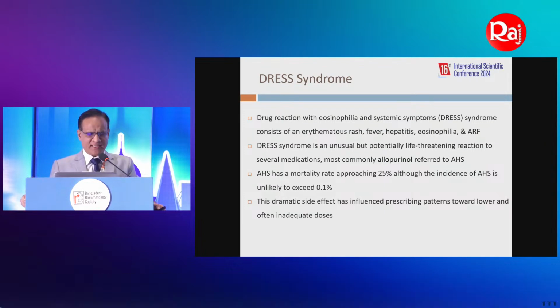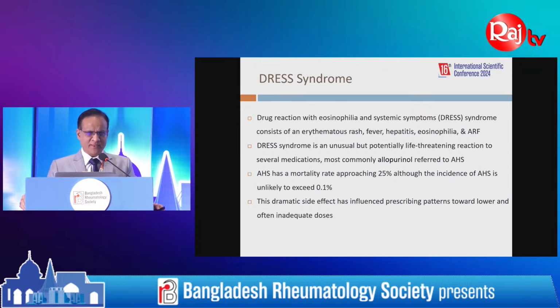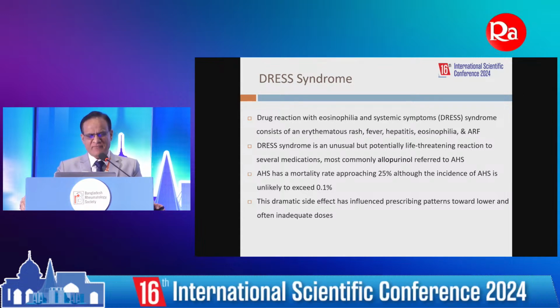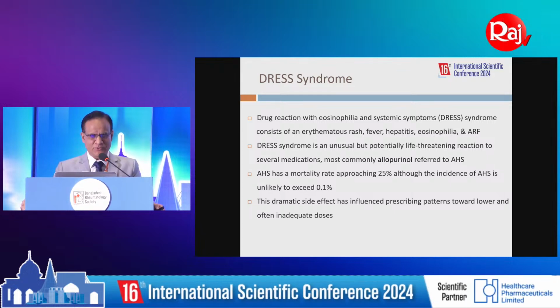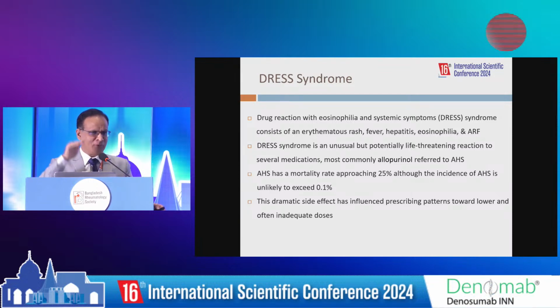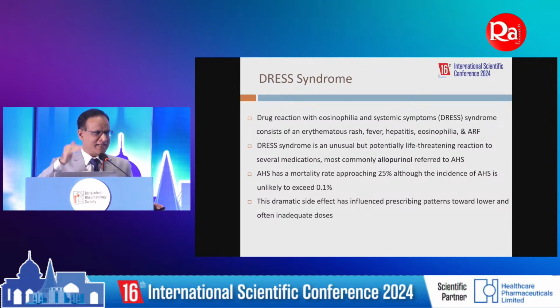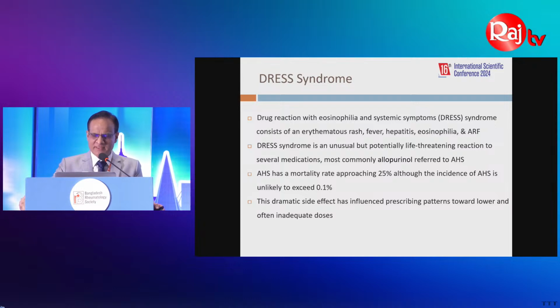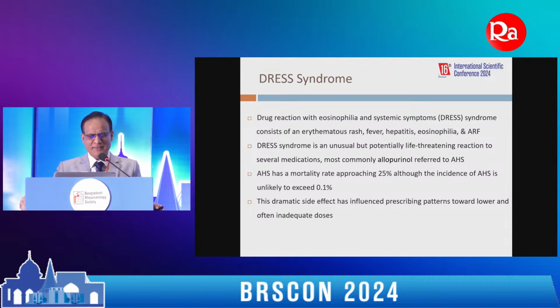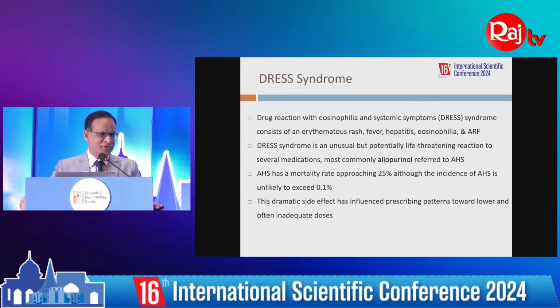When this syndrome occurs as a complication of allopurinol, it is called allopurinol hypersensitivity syndrome, and the mortality rate is 25%. But the interesting thing is it occurs in less than 0.1%. So for this side effect, you should not reduce the dose and you should not give a homeopathic dose to avoid this rarest side effect. This dramatic side effect has influenced prescribing patterns toward the lower end and often inadequate dose. That is what I am telling.